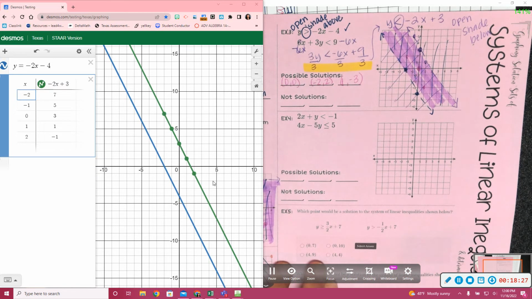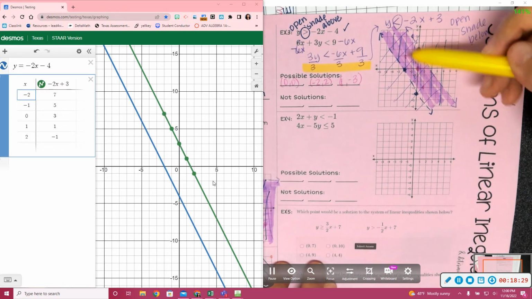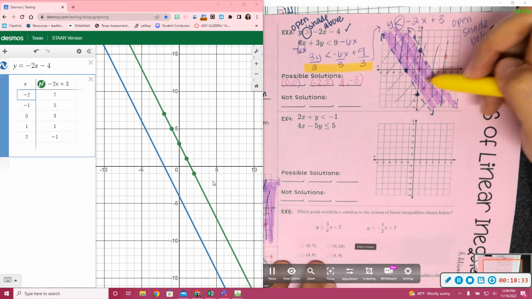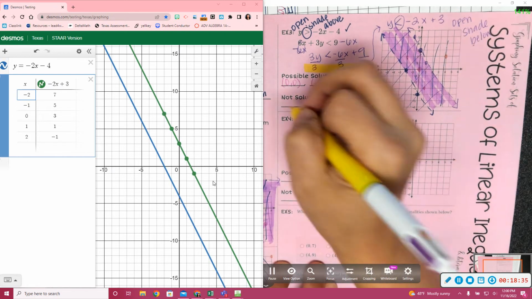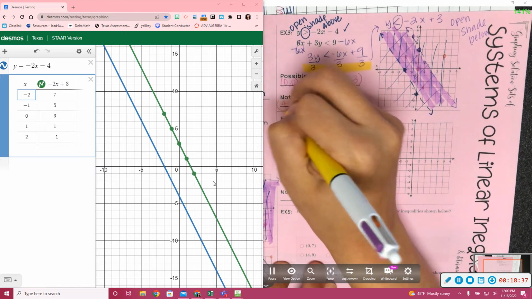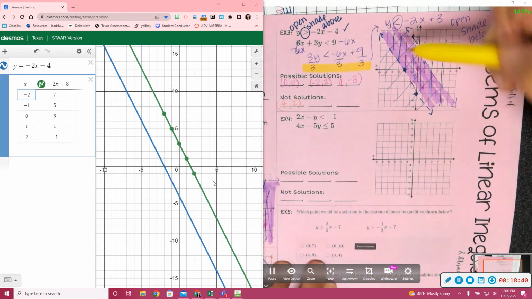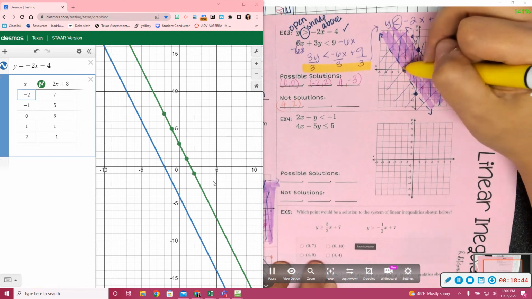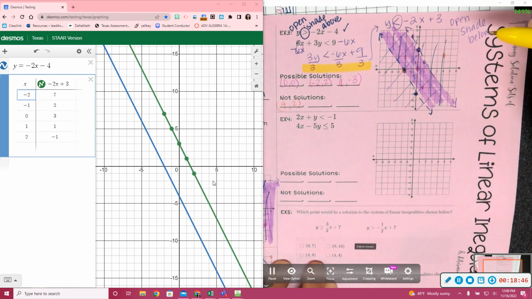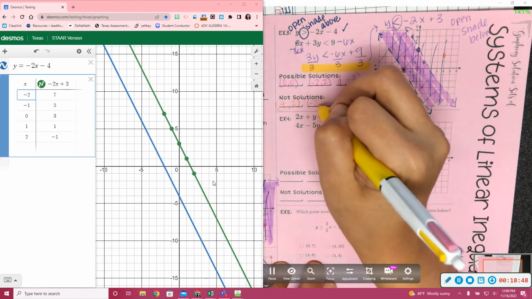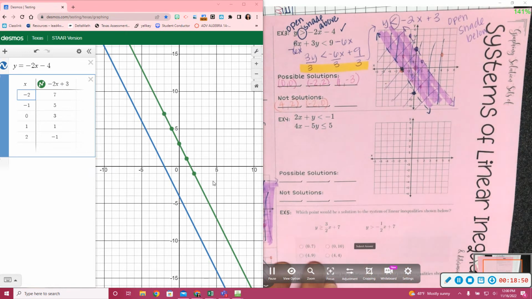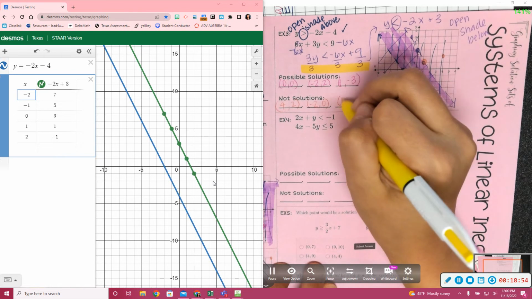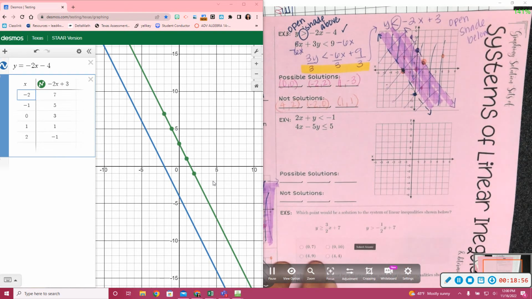Non-solutions would be everything in that non-double shaded area. So over here, even though it's a shaded part, it's not in the intersecting shaded area. So 4, 2. A non-solution can also be anywhere on the dashed line. So for example, this point right here, -2, 0 is not a solution. Or this point right here, 1, 1 is not a solution. It is on an open line, therefore not a solution.